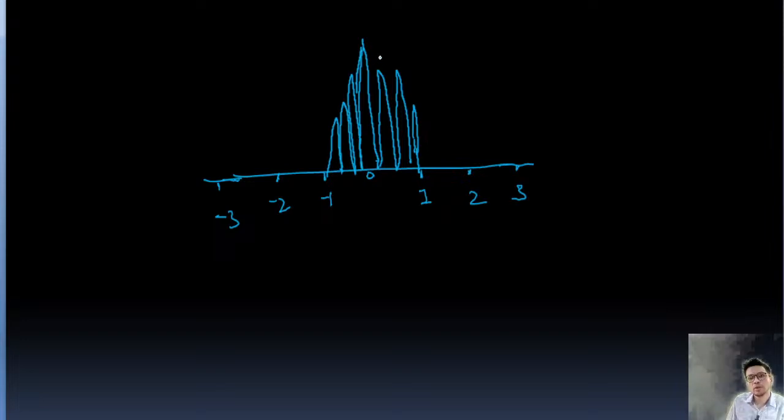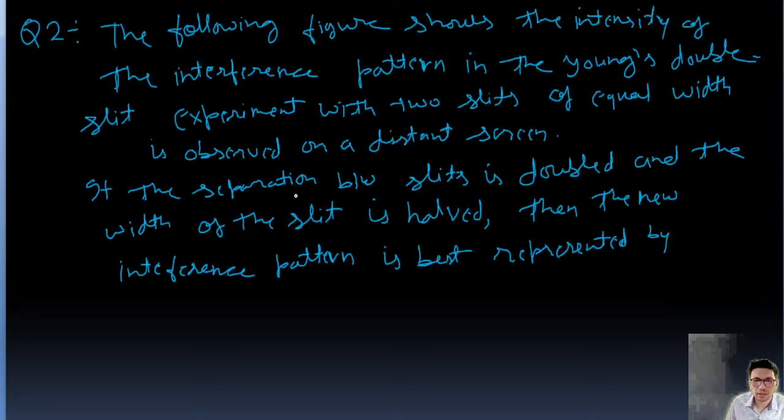Like this. It is not exact, but like this. Okay, this is the interference pattern, right? This is the interference pattern which is given. Now what we have done is, this is double slit, right?